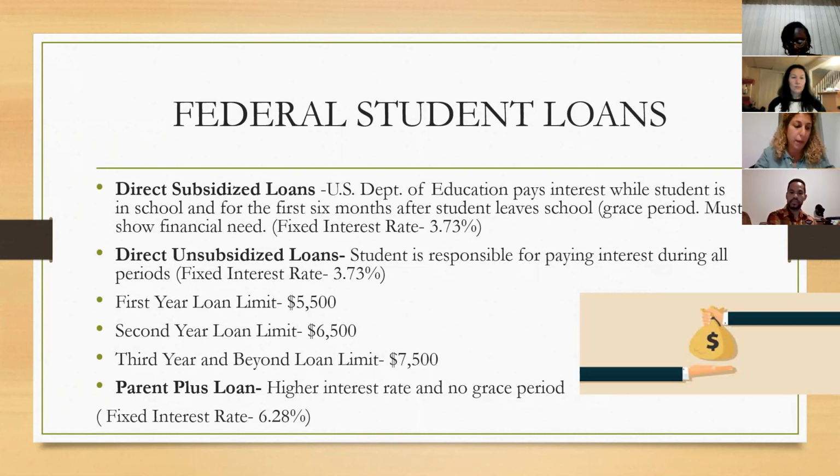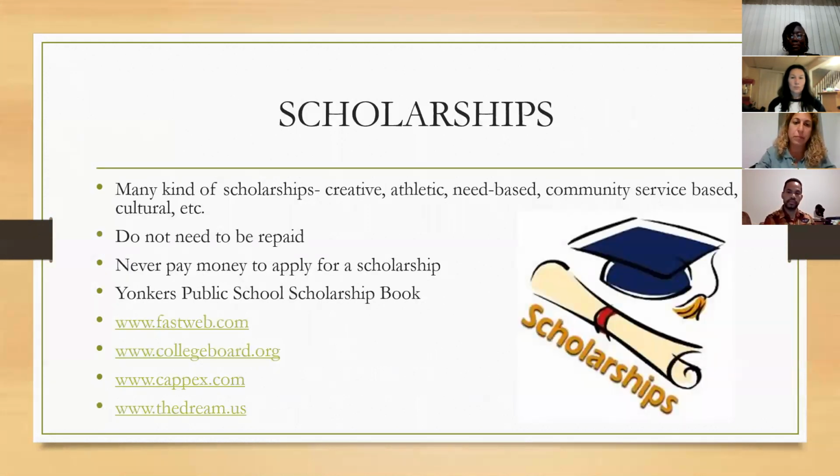Then there's something called a Parent Plus loan, which a lot of you will see on your financial aid packages after you apply for college. Parent Plus loans, again, that's really up to the family if they want to take that out, but there are higher interest rates. Students have 6 months to start paying back their loans. Parents have to start paying that back right away. So it's just something to think about.